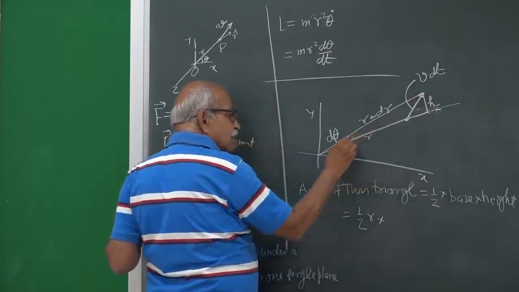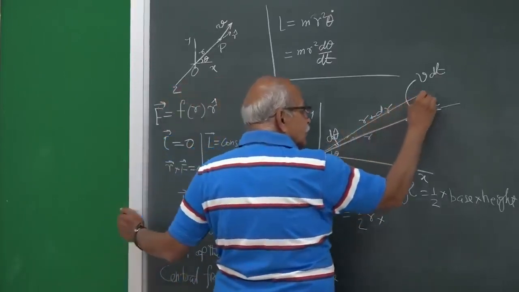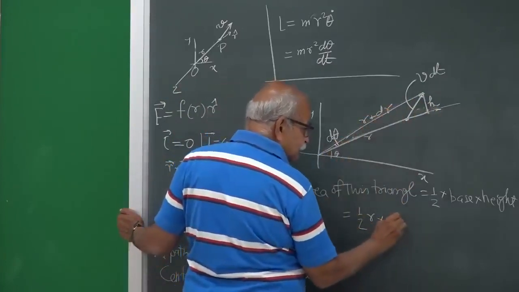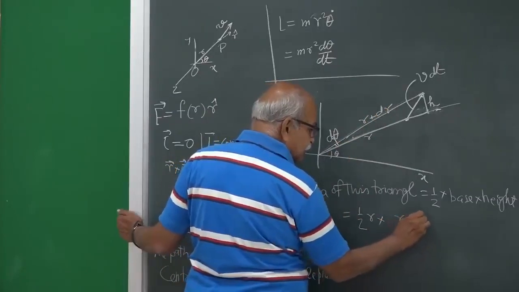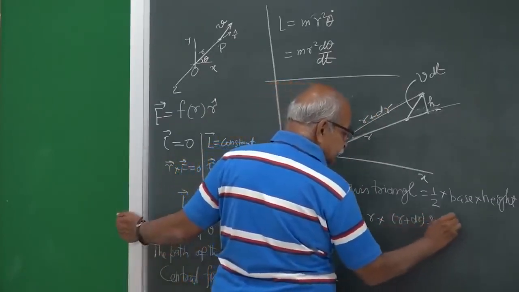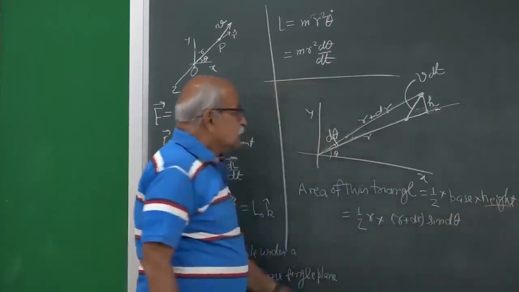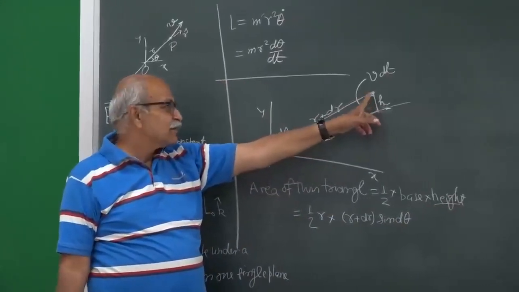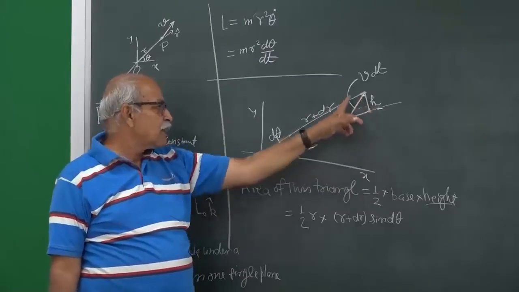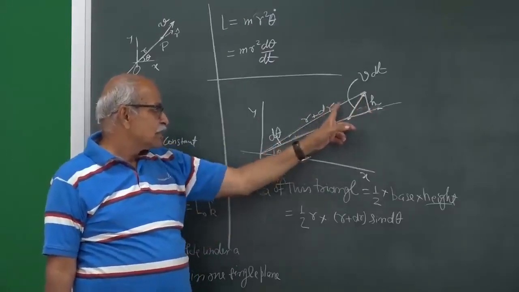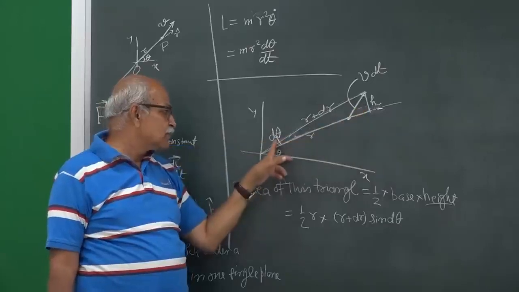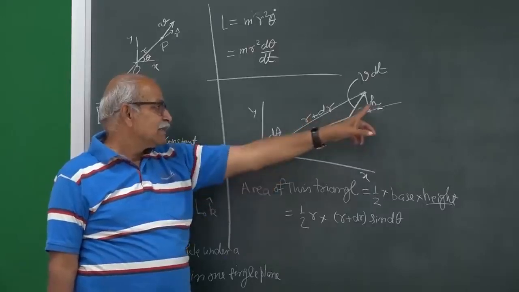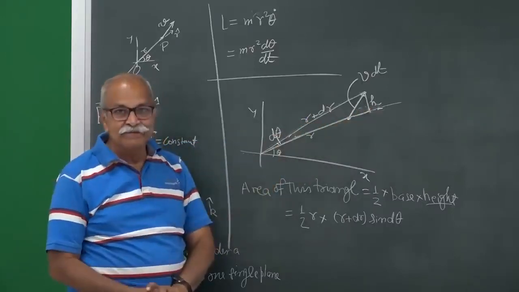This height will be (r plus dr) sine of d theta, right. This is the height, and we have dropped a perpendicular to get that height. Then this is a right angle triangle, r plus dr is the hypotenuse, and h is the side opposite to angle d theta. So sine d theta will be h divided by r plus dr, and h will be (r plus dr) into sine d theta.